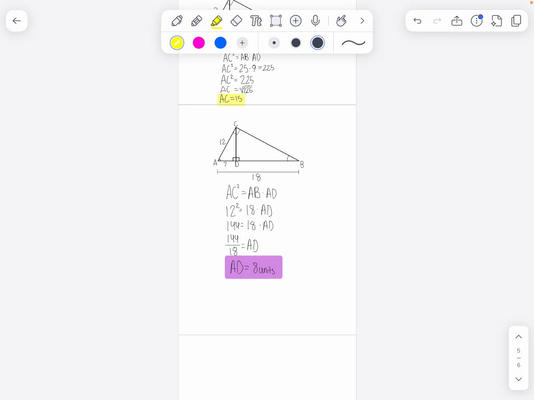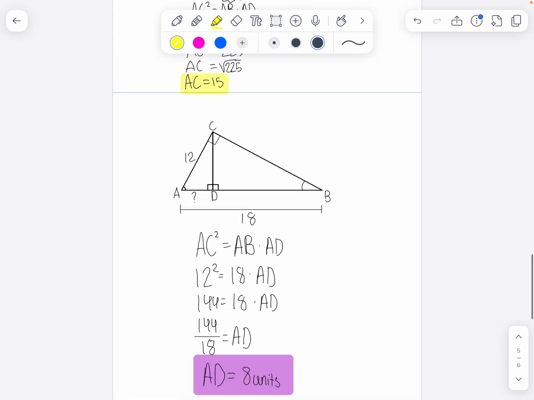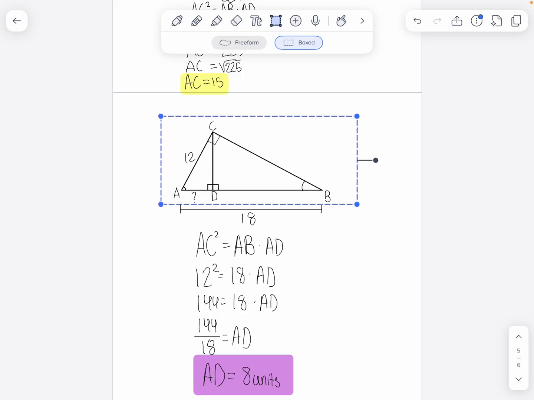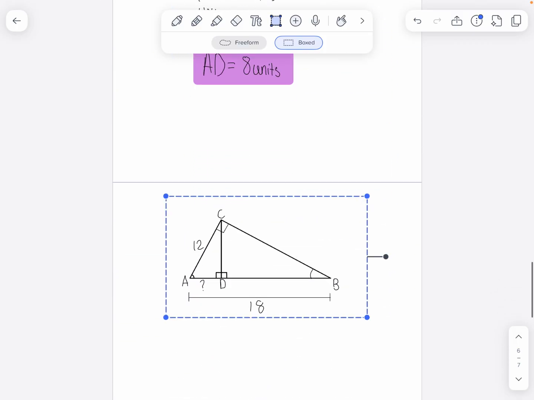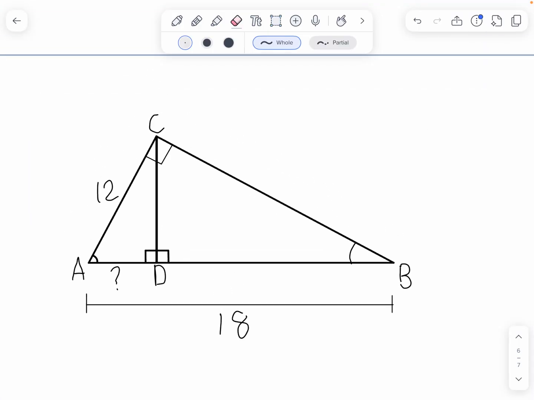On to our challenge question. Hang on. There is a lot of information for this, so okay, so in right triangle ABC, where angle C equals 90 degrees, the altitude CD divides the hypotenuse into segments where AD equals 4 centimeters and DB equals 9 centimeters.